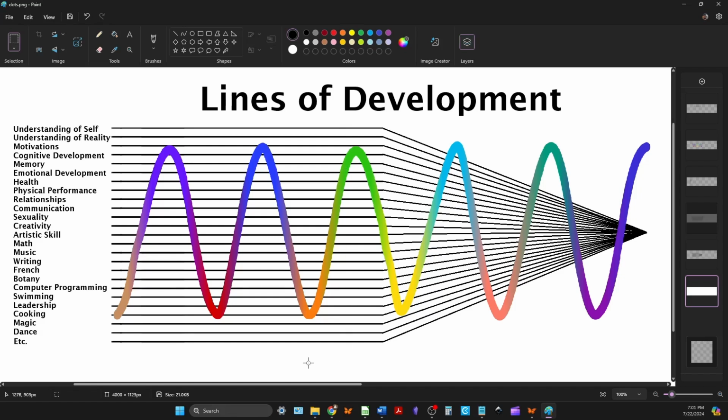And this will come up when I'm talking about shadows and shadow work, for example, because these lines don't progress at the same rate, and one or more lines can get stuck in earlier stages, and that's how shadows happen. I'll talk about that more later in videos dedicated to shadows and shadow work.